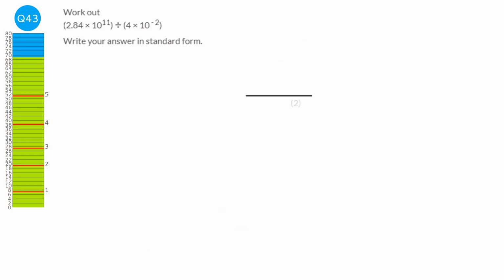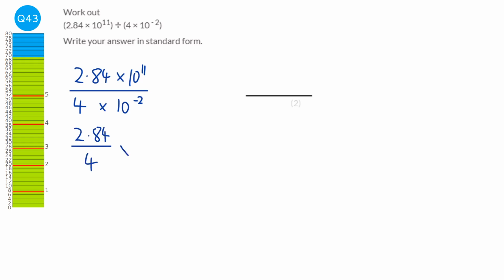So we can write this as a fraction. So it would be 2.84 times 10 to the power of 11 over 4 times 10 to the power of -2. What we can do is split this up into 2 fractions. So 2.84 over 4 times 10 to the power 11 over 10 to the power of -2. Okay, so we're going to start by doing 2.84 divided by 4.